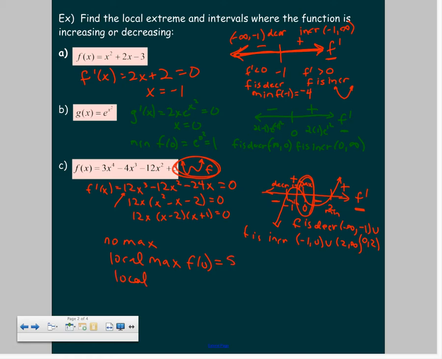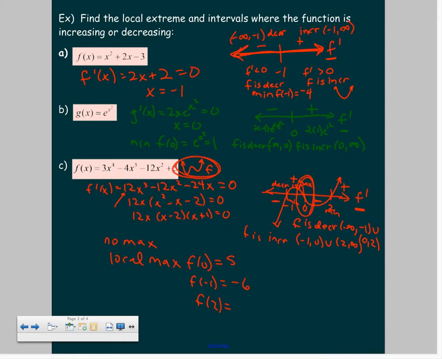Now we also have a local min. We have some mins going on. And I don't know if it's the absolute min or if it's a local min. Minimums are going to happen at f of -1 because the function went from decreasing to increasing. And it's also going to happen at f of 2 because the function went from decreasing to increasing. So I'm going to take my calculator and plug in -1. So that'd be -3 plus 4 minus 12 plus 5. So that's going to be -6 when I plug in -1.